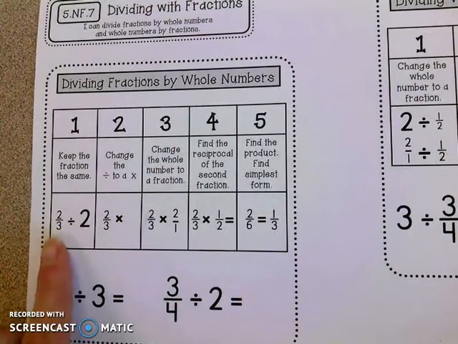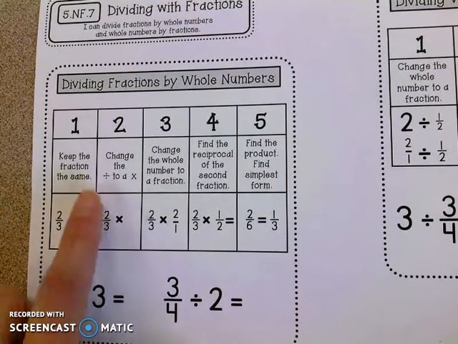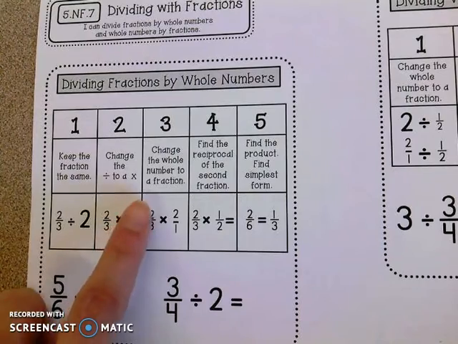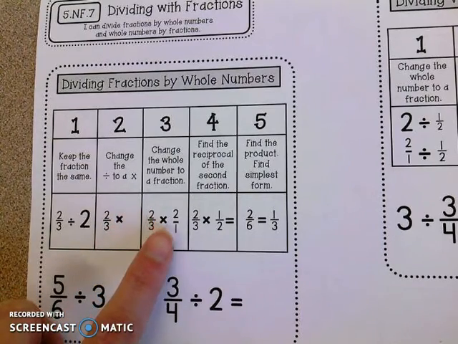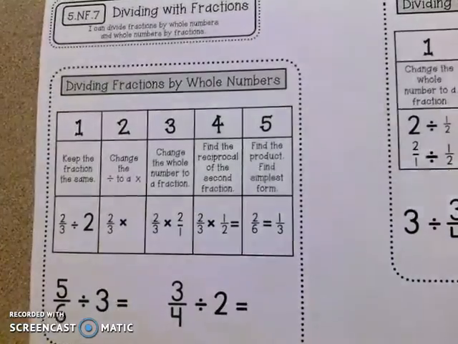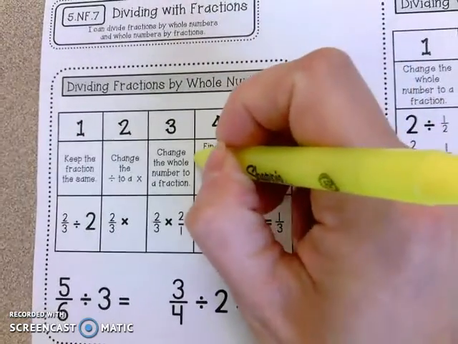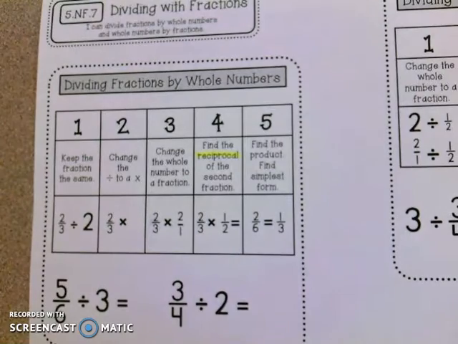So we're going to keep that first fraction the same. Then we're going to change our division symbol to multiplication. Okay, so once you can multiply fractions, you can divide fractions. So we changed it to multiplication. And then my second fraction, I wrote it as a whole number, and then I found the reciprocal. Or I'm sorry, I wrote it as a fraction. And then I found the reciprocal.